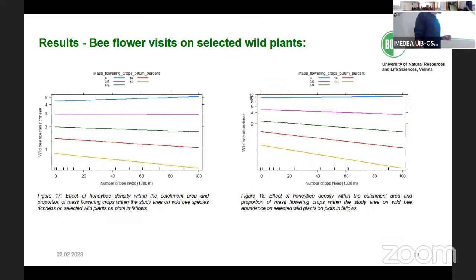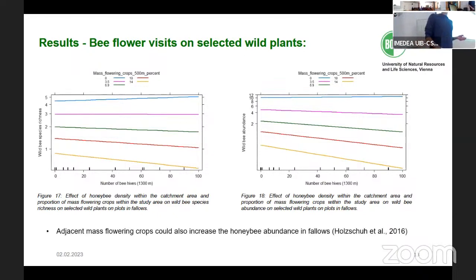Now here we have the interacting effect of honeybee density and mass flowering crops on wild bee species richness and wild bee abundance. It showed that a negative effect of honeybee density could get amplified as mass flowering crops and honeybee density increase. And since adjacent mass flowering crops could also increase the honeybee abundance in fallows, it might be that in order to forage in regions where you don't encounter so many honeybees, wild bees also tend to forage on mass flowering crops. So that might be one explanation.